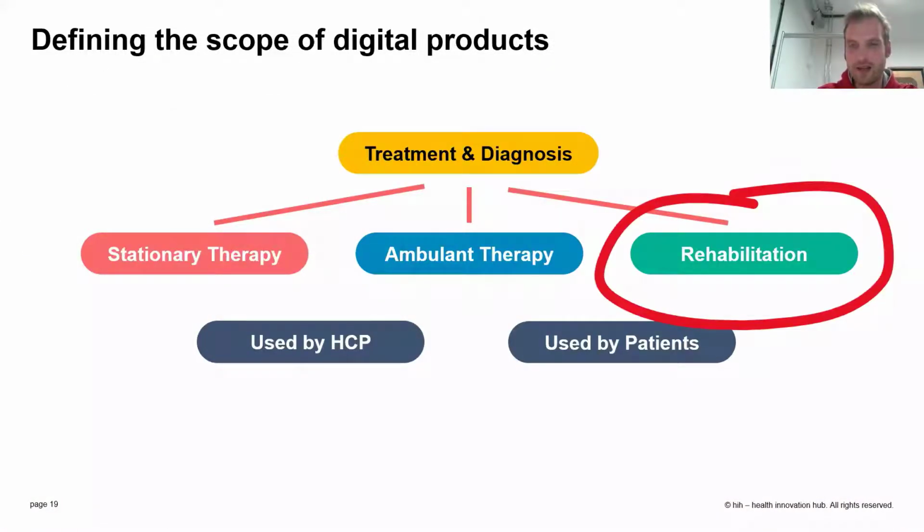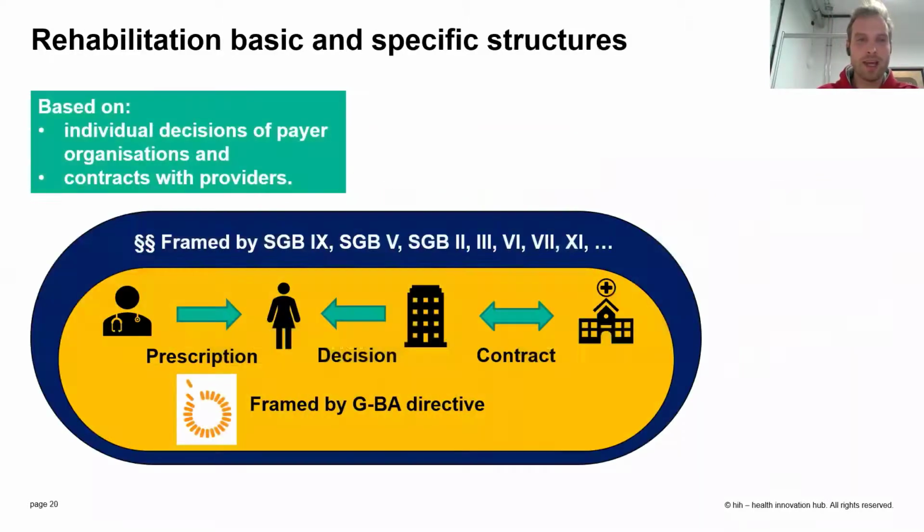Last but not least, a very brief look at rehabilitation, because a lot of software medical devices are also focusing on rehabilitation. The system of rehabilitation in Germany is very fragmented. So we have individual decisions of the payer organizations, the insurance funds, and contracts with the providers of rehabilitation services. And the whole thing is framed, that's the blue frame here, by different books of the social code, and also by a GBA directive, and is a very complicated system.